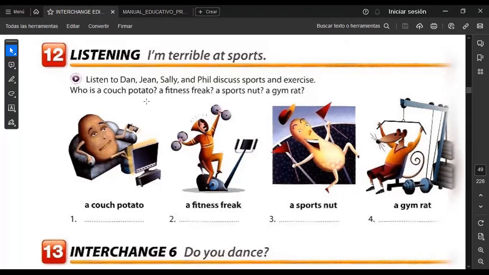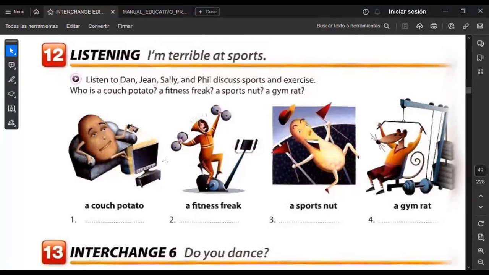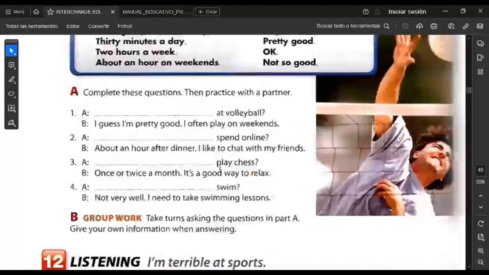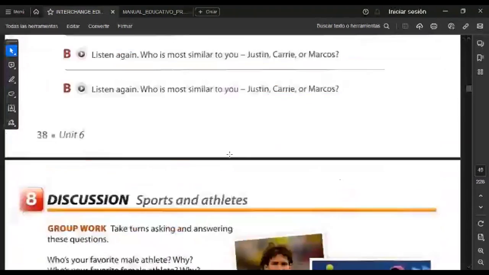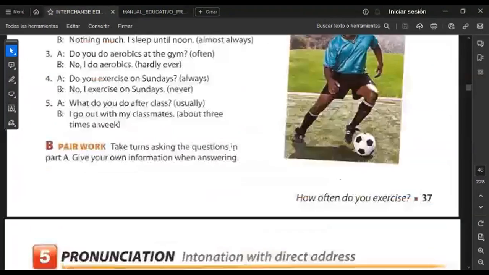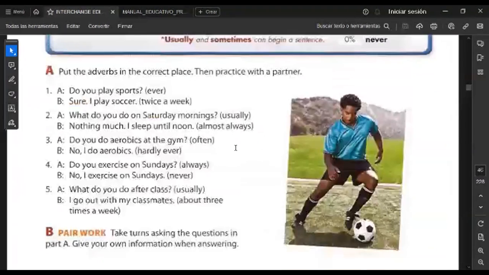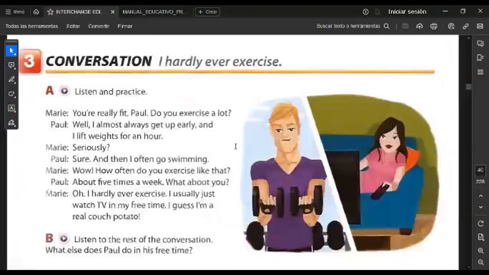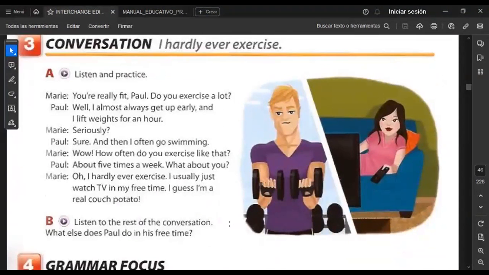A fitness freak. What about the second picture? This is a fitness freak, right? A fitness freak. Es alguien que está loco por el gimnasio, por estar delgado. Okay. Now, regresemos a la conversation. Okay, come back to the conversation, porque ya me va a acabar el tiempo. Okay, so we have this conversation. Now, repeat, listen. Okay, la vamos a escuchar one more time. Okay. Come on. Give me a second. Now, and focus your attention.